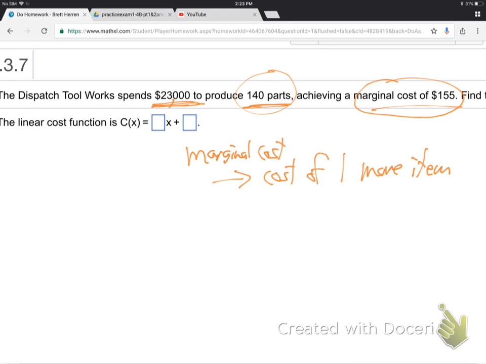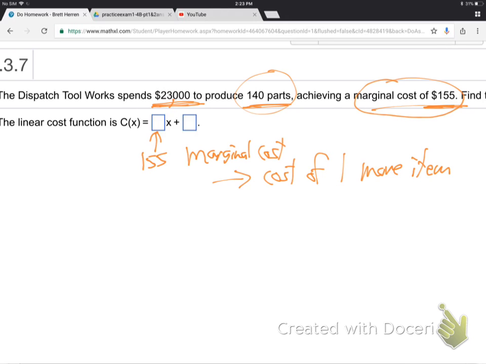Okay, but the cost of each part, of each one. Let me say that more carefully: of one more part, and I'll show you why that matters in a second, is $155. So the 155 goes right there. That's the per cost. In other words, that's the cost per one item.